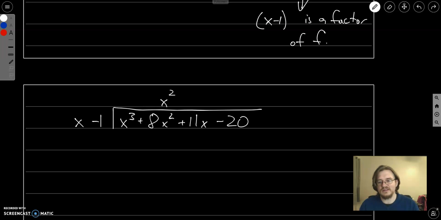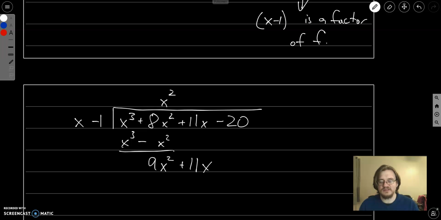So here, if I divide x cubed plus 8x squared by x minus 1, I'll get x squared. So if I take x squared times x, I get x cubed. X squared times negative 1 will be negative x squared. I subtract, so those will cancel. 8x squared minus negative x squared. If I subtract a negative, it's the same thing as adding. I bring the term down.